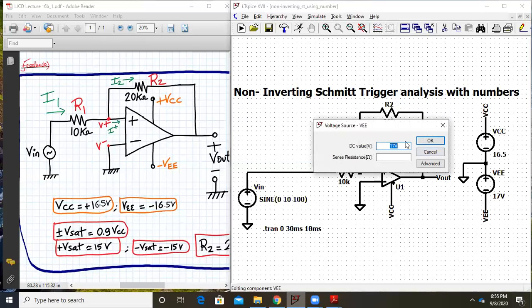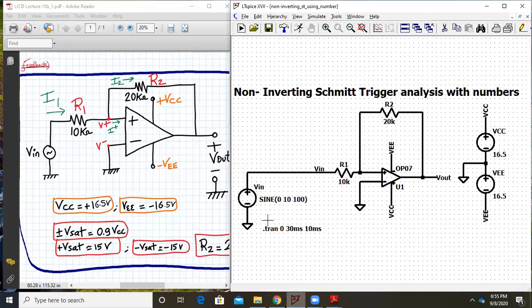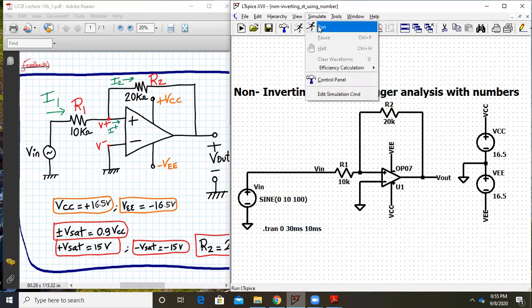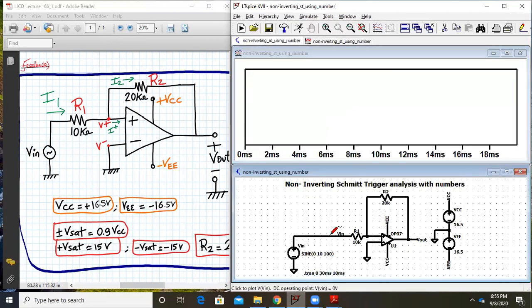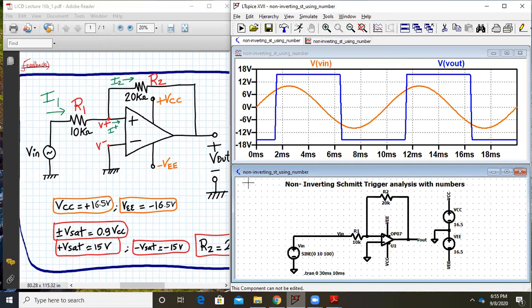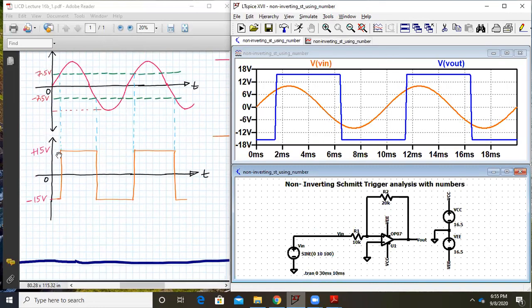So here it is 16.5 volts. Yeah, and input is around 10 volts peak of sine wave and of 100 hertz frequency. So here if we simulate this, immediately we can get input and the output waveforms over here. Yeah, so these are my input output waveforms.